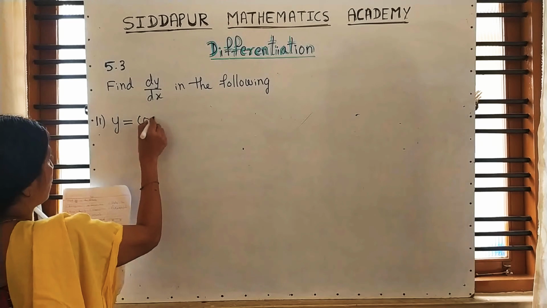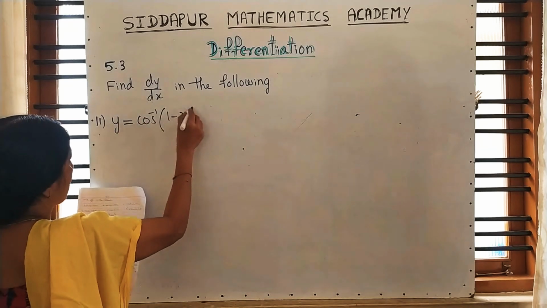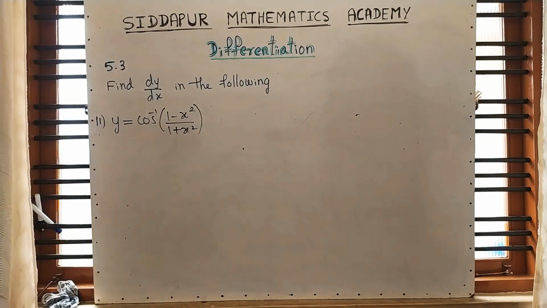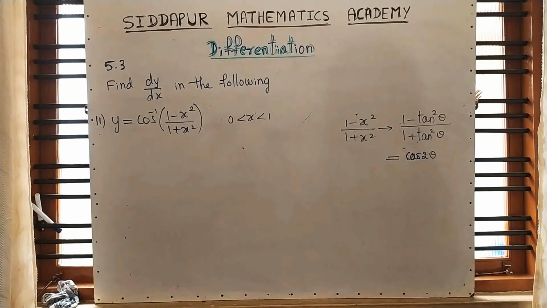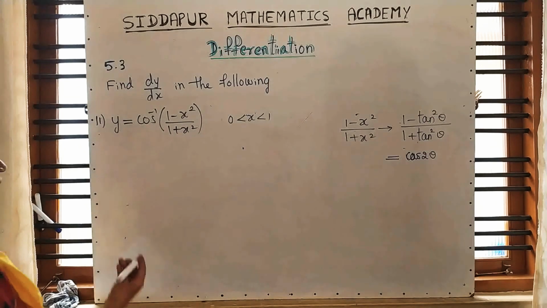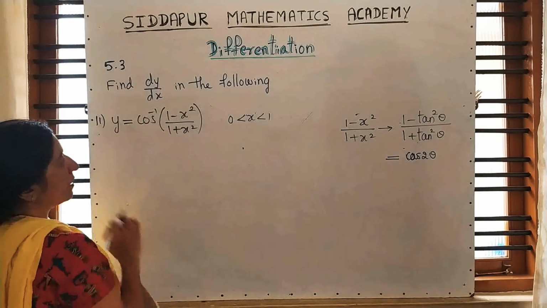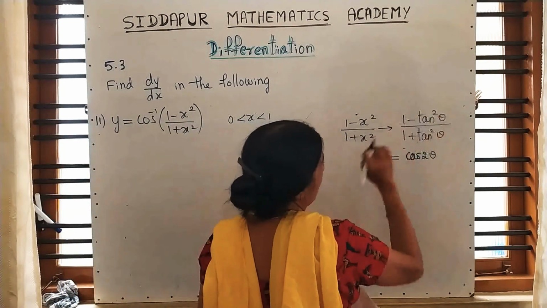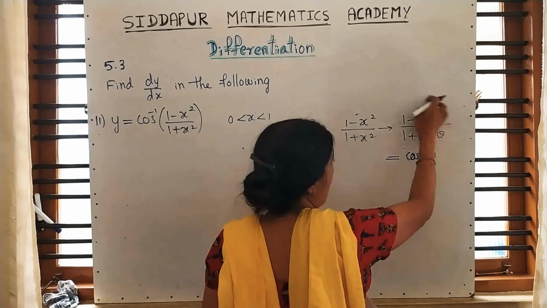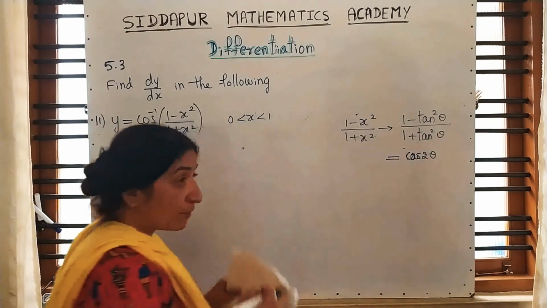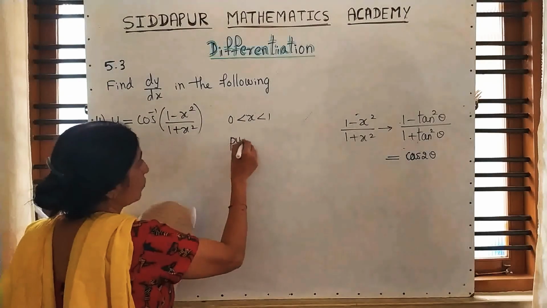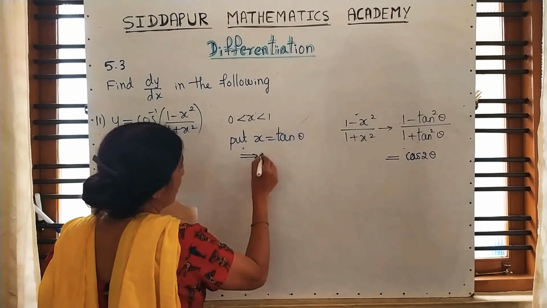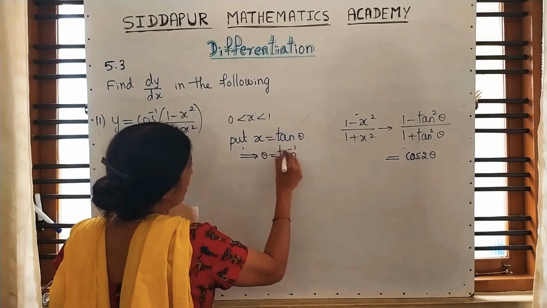Y is equal to cos inverse of (1 minus x square) upon (1 plus x square). So moving to the next question, 11th one, y is equal to cos inverse of (1 minus x square) upon (1 plus x square). When you see that bracket term, it is in the form of 1 minus tan square upon 1 plus tan square, and that is nothing but cos 2 theta. That means here also the substitution is x is equal to tan theta. What is theta? Theta is tan inverse x.